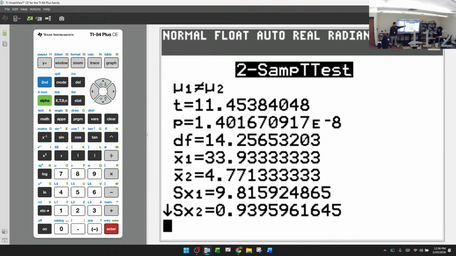Anyway, there's your T, there's your p-value, there's DF, there's x-bar 1, there's x-bar 2, there's standard deviation 1. It gives you everything you need. Just put it all in your paper.